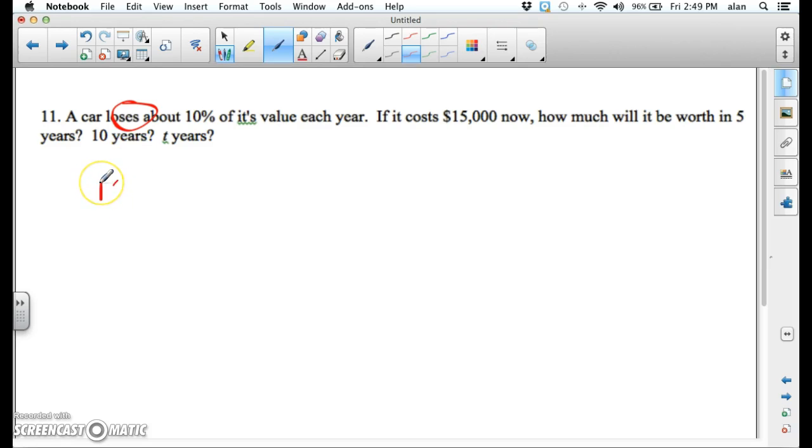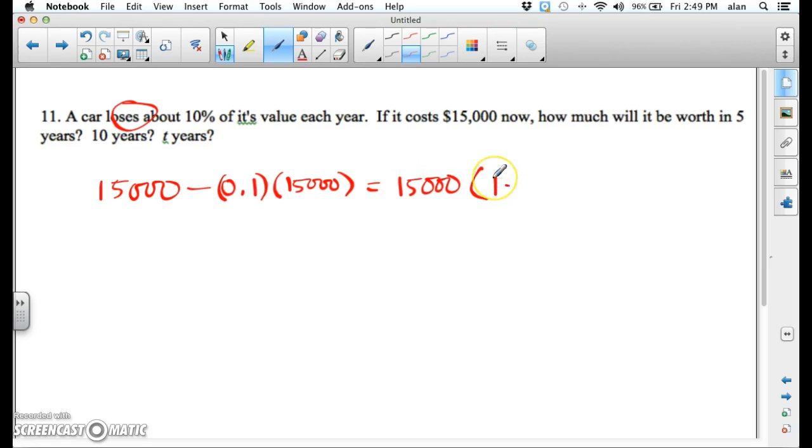We think, well, we're starting off with $15,000. And in that first year, what's happening is we're going to have to subtract 10% of that $15,000. That's in the first year. So, the same thing can be applied where we say, let's factor out that 15,000, and what we're left with is 1 minus 0.1, or in this case, now we have 0.9.